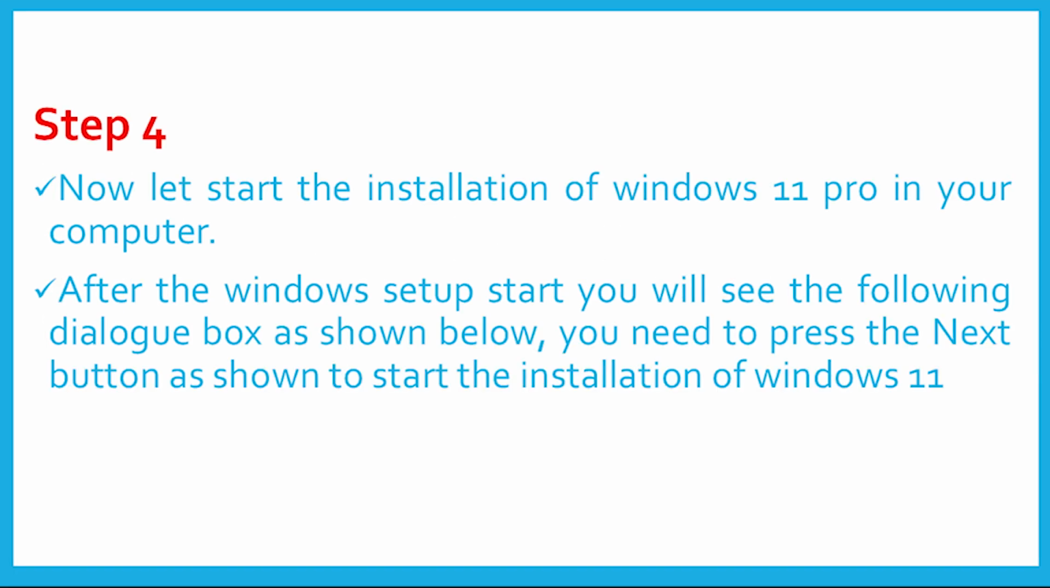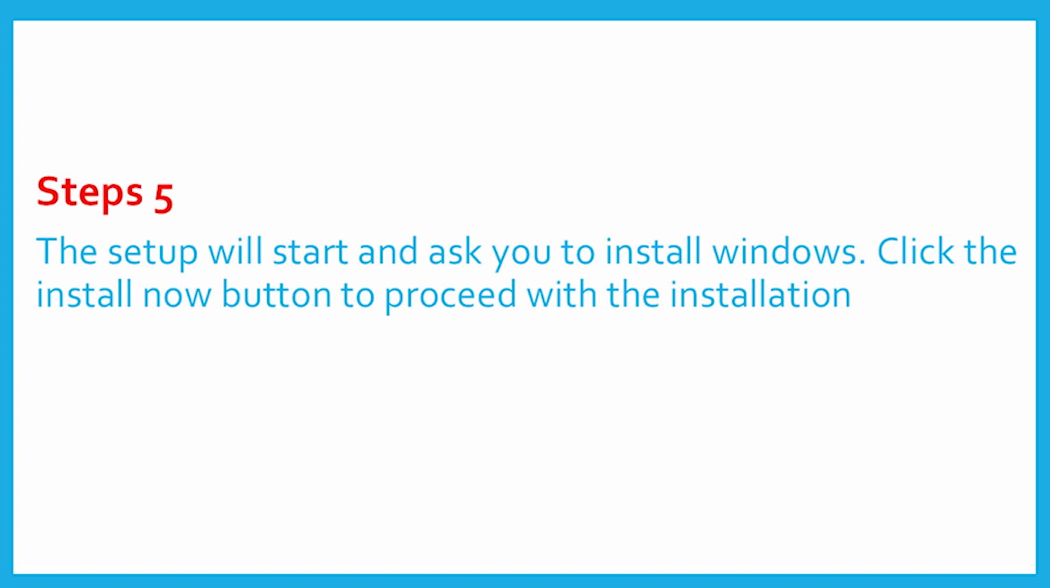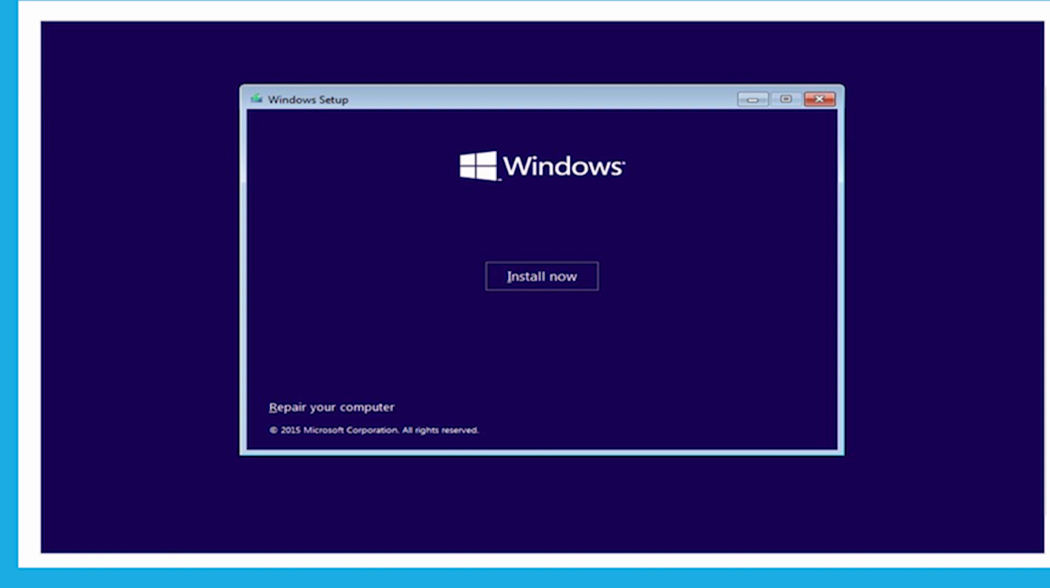Step 4. Now let's start the installation of Windows 11 Pro in your computer. After the Windows setup start, you will see the following dialog box as shown here. You need to press the next button as shown to start the installation of Windows 11. Step 5. The setup will start and ask you to install Windows. Click the Install Now button to proceed with the installation.